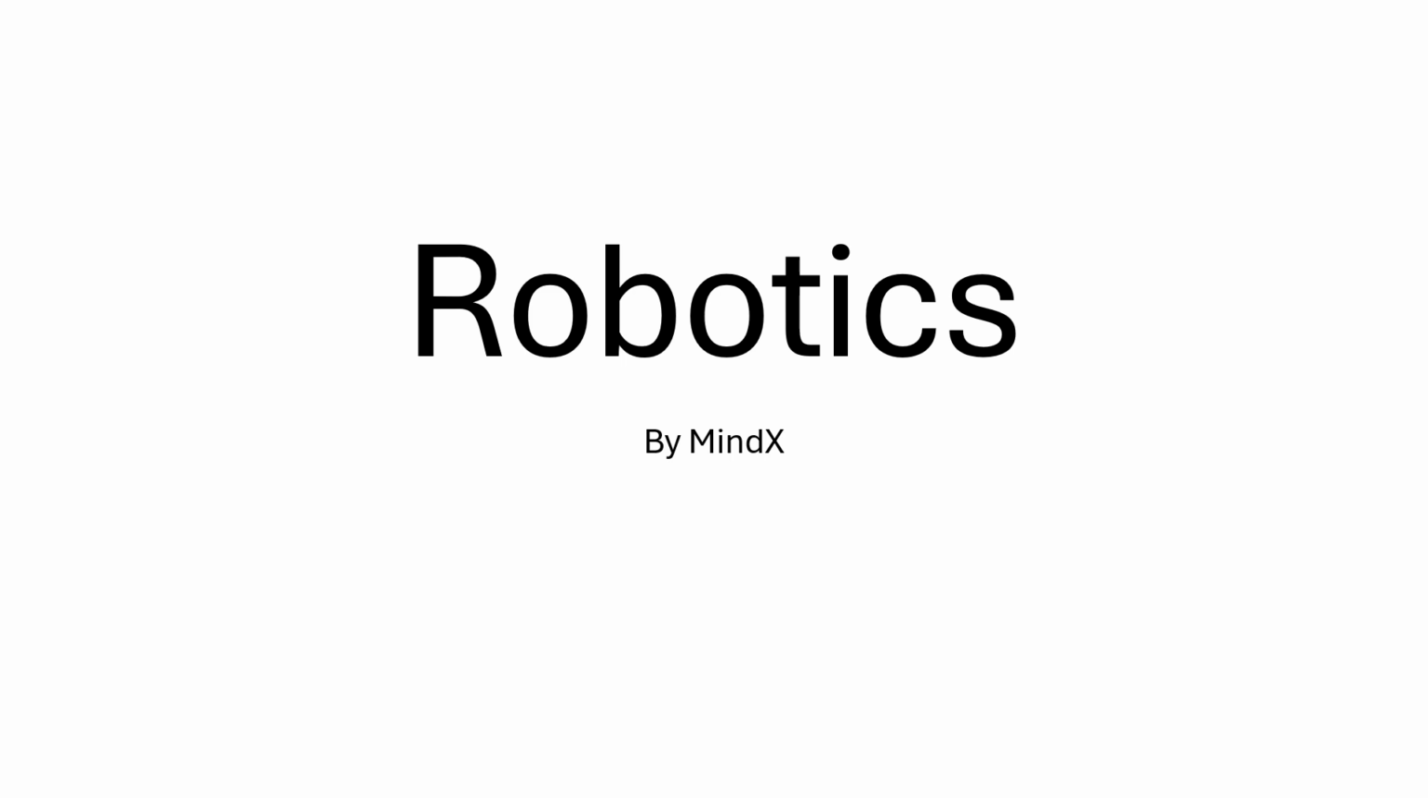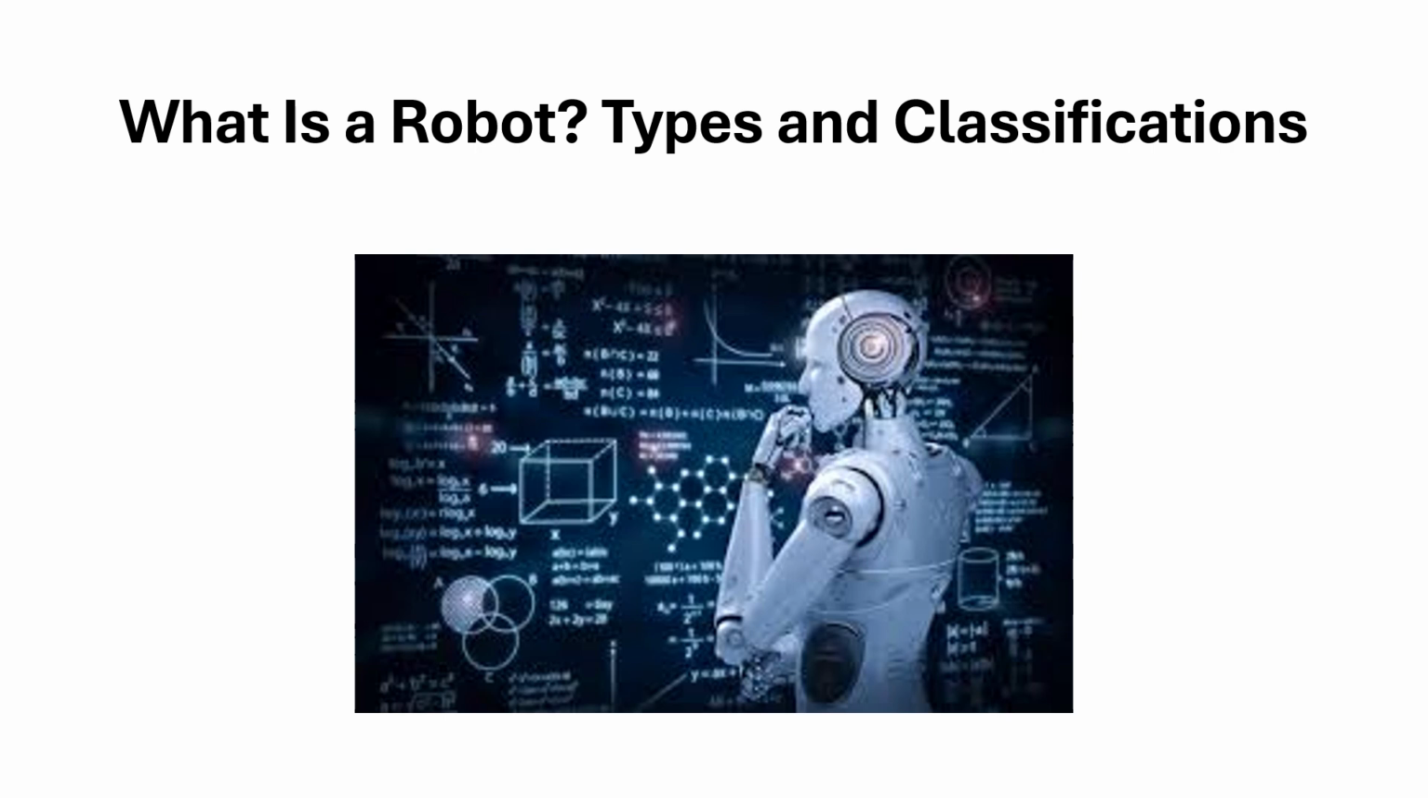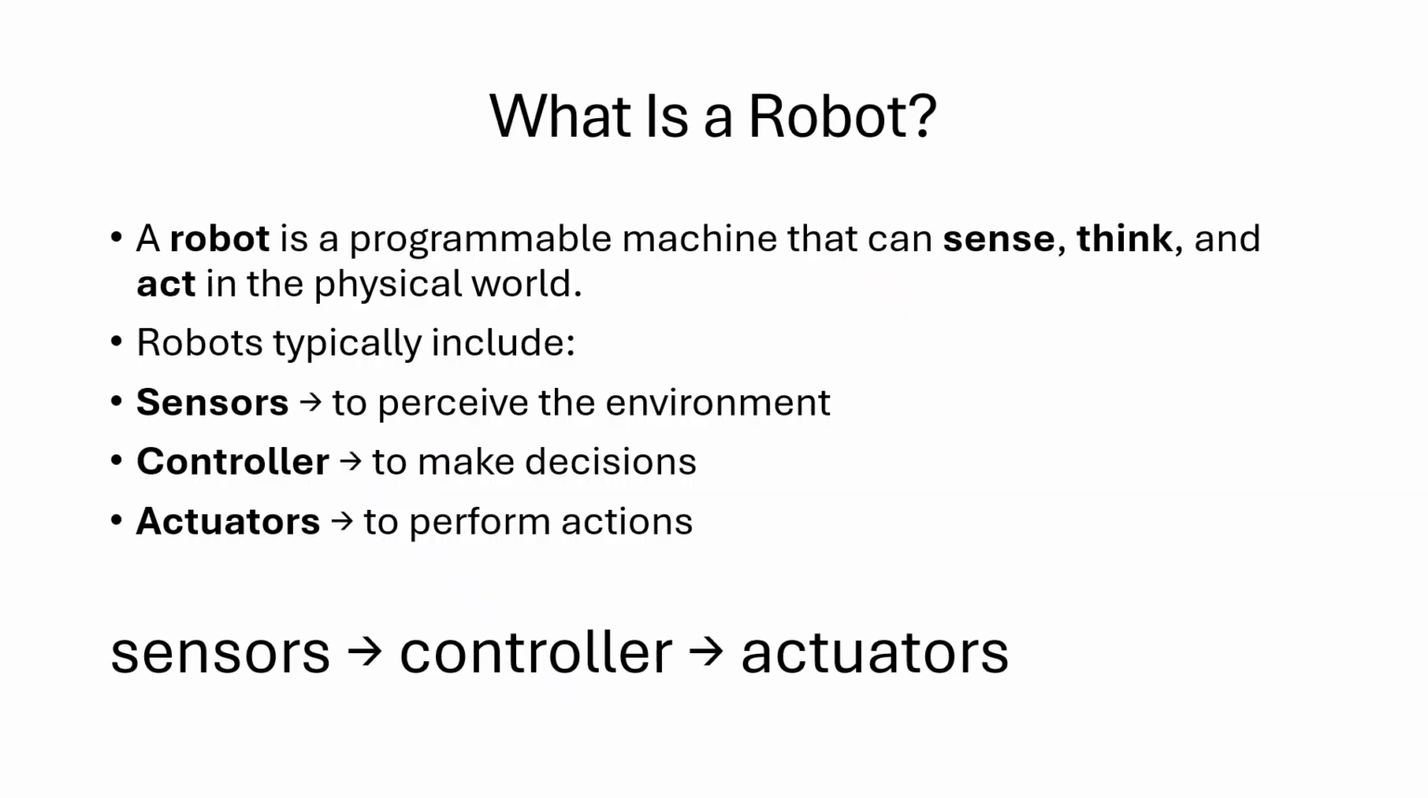So this is a brand new series and this is the first video of our robotics series. So today we are starting from the beginning. Firstly, we are going to talk about what exactly a robot is. We'll look at how robots are defined, what they are made of, and the different types and the classification used in modern robotics.